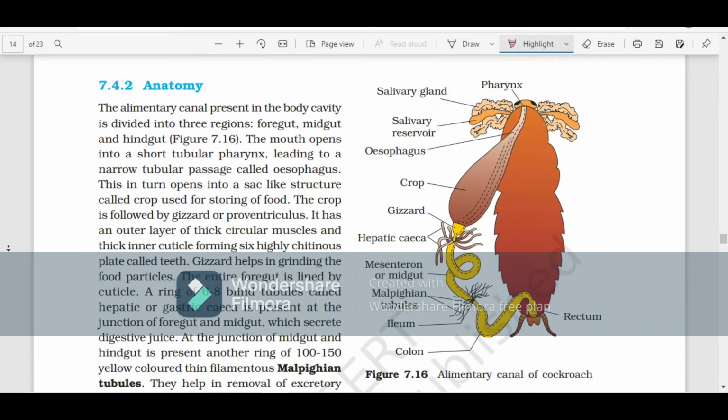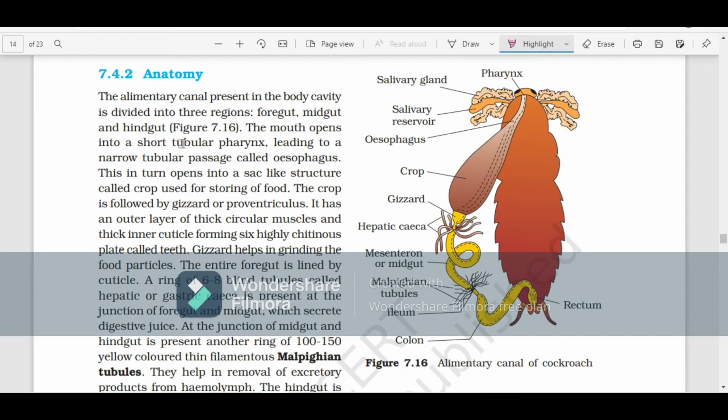So anatomy begins with the digestive system. The alimentary canal present in the body cavity has three regions: the foregut, midgut, and hindgut. This is the foregut. There's the midgut, also called the mesenteron, and there's the hindgut. Foregut, midgut, hindgut.